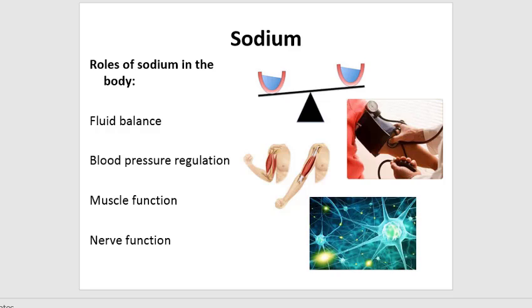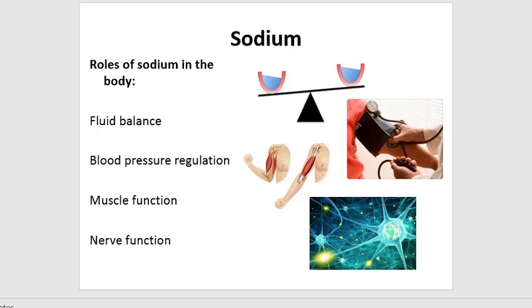Sodium's also responsible for helping regulate blood pressure, and we learned that with aldosterone, right? Kidneys hold on to the salt and the water, and that helps regulate blood pressure, because blood pressure is affected by what two things? Fluid volume and constriction of blood vessels. So the sodium works with the fluid volume part of the blood pressure.